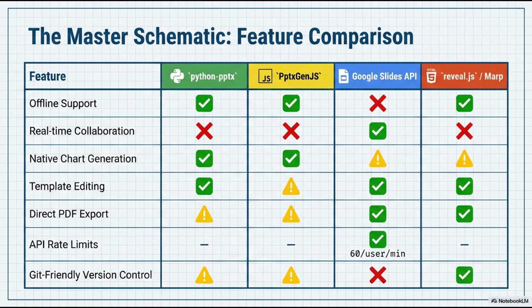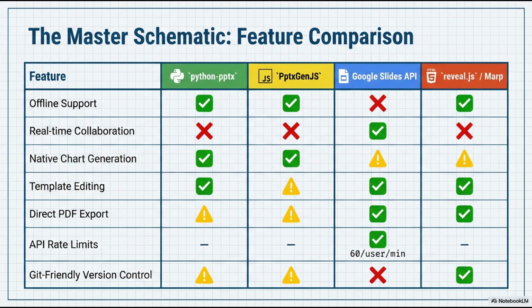Template editing is critical for maintaining branding and consistency. Python PPTX excels here, allowing fine-grained control over existing templates. PPTX.js and Reveal.js/MARP offer flexibility, but might require more custom coding. Google Slides is good if you're comfortable with its template system. Direct PDF export is straightforward with cloud platforms like Google Slides or HTML-based frameworks.